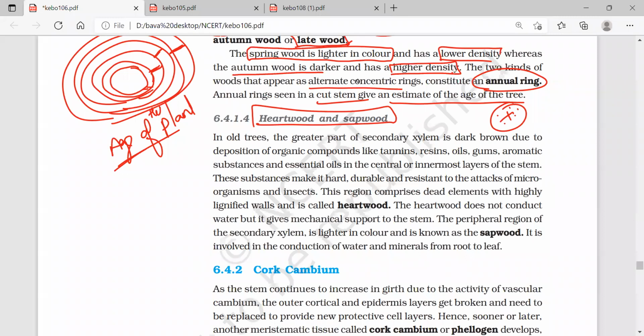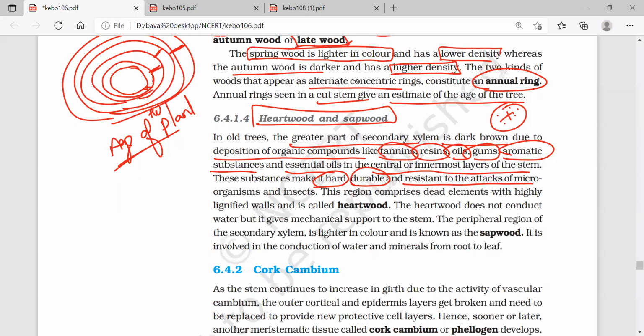So in old trees, the greater part of secondary xylem is dark brown due to deposition of organic compounds like tannins, resins, oils, gums, aromatic substances, and even essential oils in the central or innermost layer of the stem. So these substances make it very hard and durable.